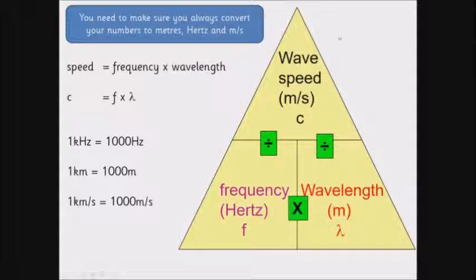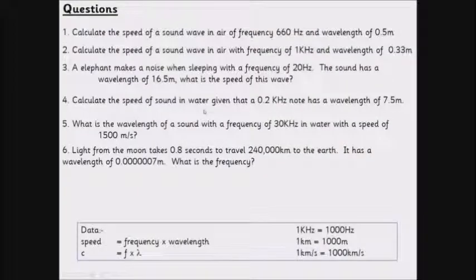So if you're working out wave speed, if you cover wave speed, you can say that wave speed is frequency times wavelength. To work out frequency, it's wave speed divided by wavelength, and to work out wavelength, it's wave speed divided by frequency. So if we do some very quick questions just to finish up: the speed of a sound wave in air of frequency 660 Hz and wavelength of 0.5 meters, well, speed equals frequency times wavelength, gives us 330 meters per second.